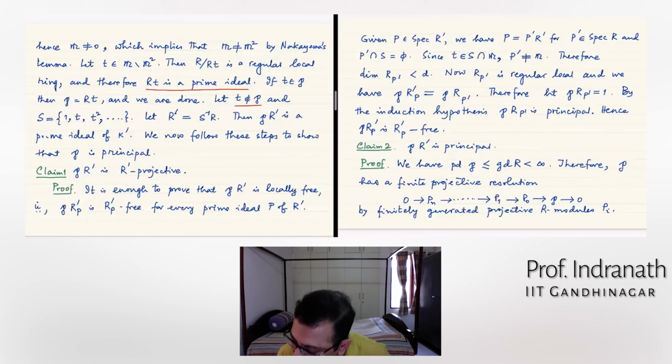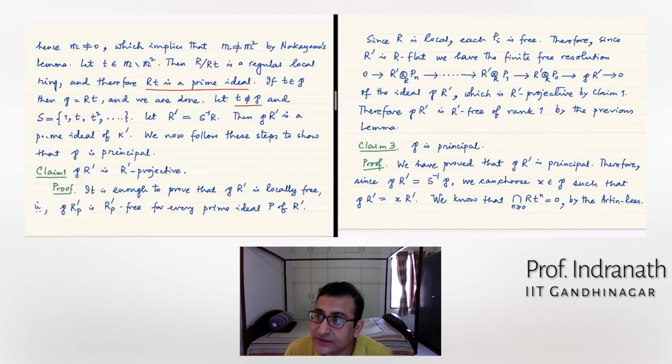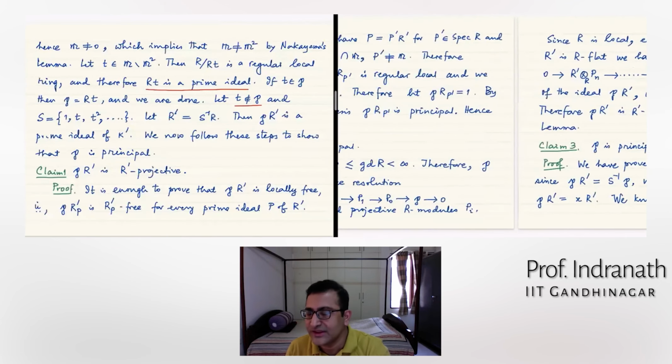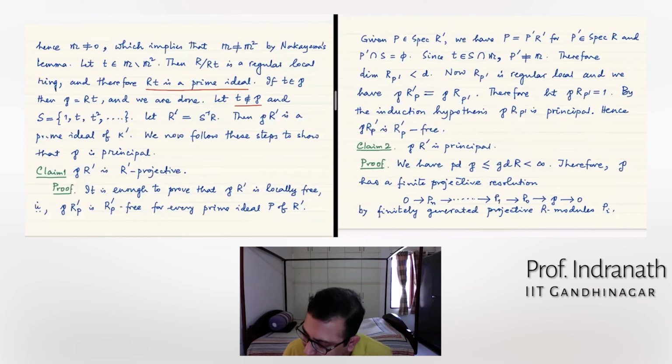So you are going in stages. Actually, we are going to prove three such claims. First you show that this extended ideal is projective over R dash, then you show that it is principal, and finally you will show that P is principal. So you are going to the extended ring, and then you are coming back to P. So this settles that this is projective.